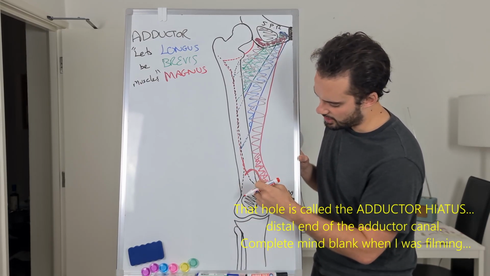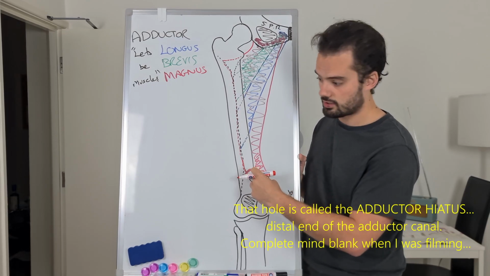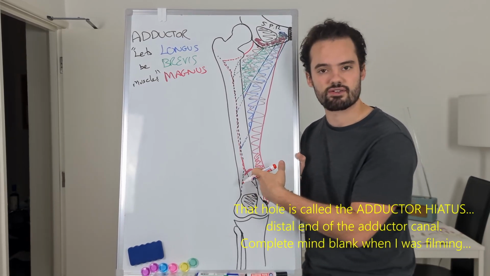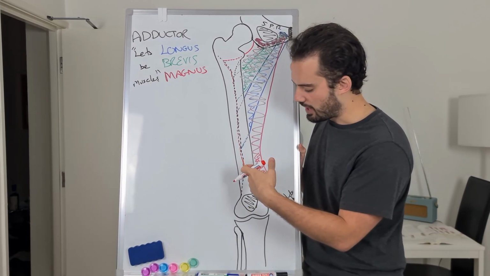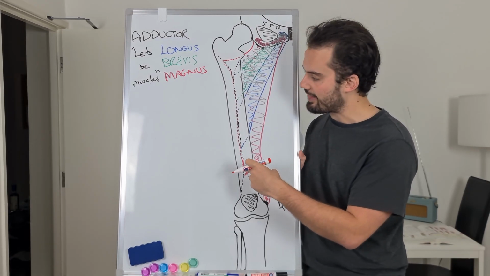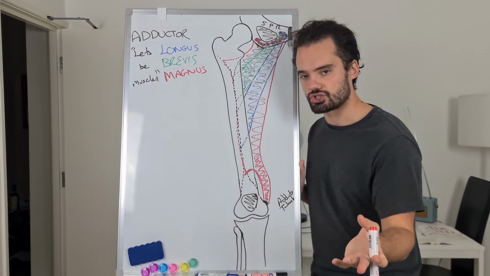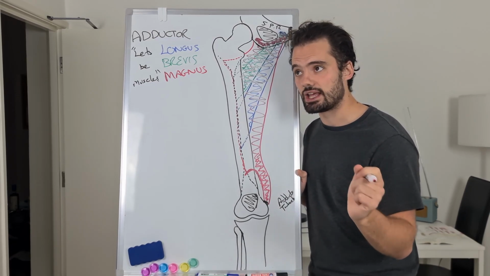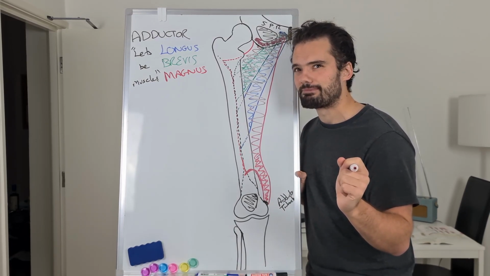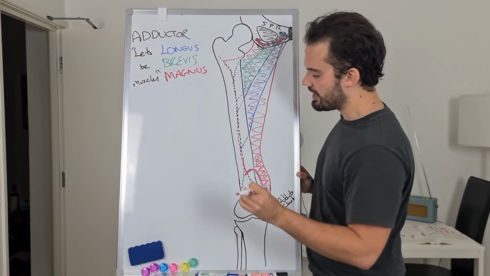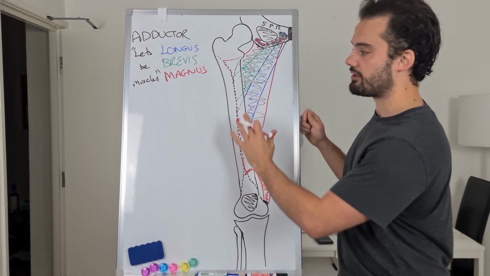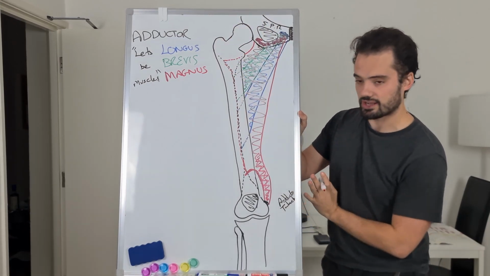Now, this arch, this hole in adductor magnus, is actually very, very important. It's part of what's called the adductor canal, and this is how all of your femoral vessels, your femoral artery, your femoral vein, the saphenous nerve, I think it's the saphenous nerve, go from the front of the thigh to the back of the thigh, yeah?